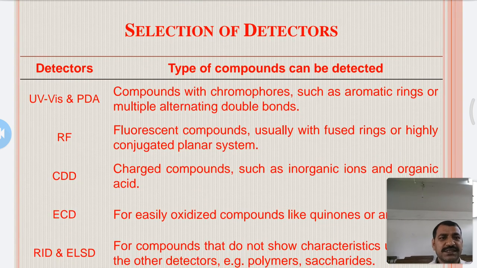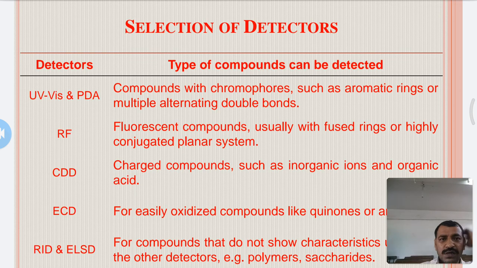So, selection of detectors depends on our types of components. There are different types of detectors, and different types of components can be detected. First, UV, UV-visible and PDA types of detectors we use for compounds with a chromophore, such as an aromatic ring or multiple alternating double bonds. At that time we use UV-visible and PDA types of detector. Next is the RF type of detector. RF, these detectors we use for fluorescent components, usually with a fused ring or highly conjugated planar system. At that time we use an RF type of detector.